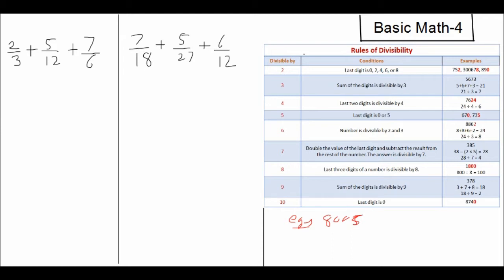Then the next test is for 3. What is the test for 3? If the digit sum of a number is divisible by 3, then the number is divisible by 3.